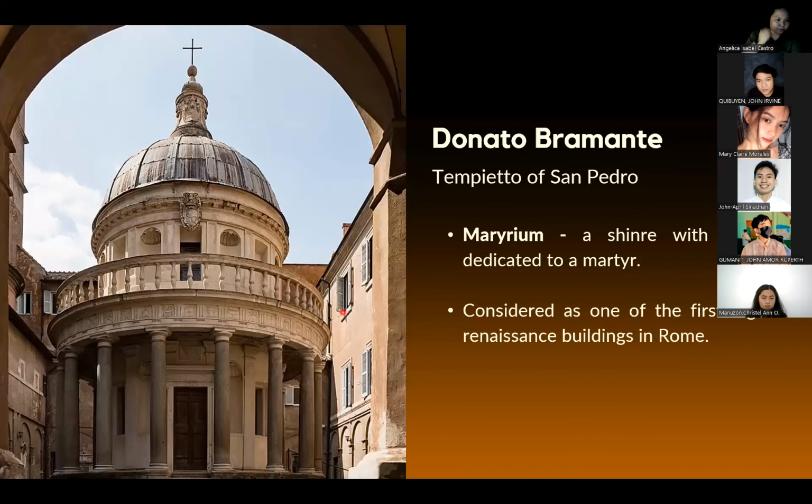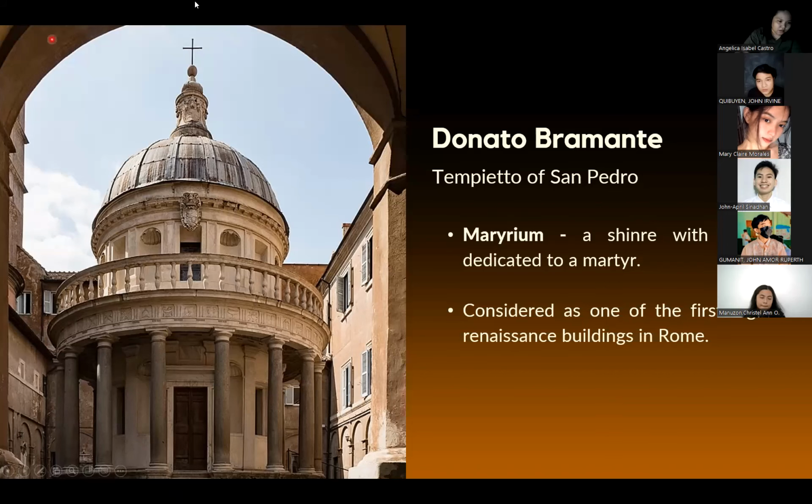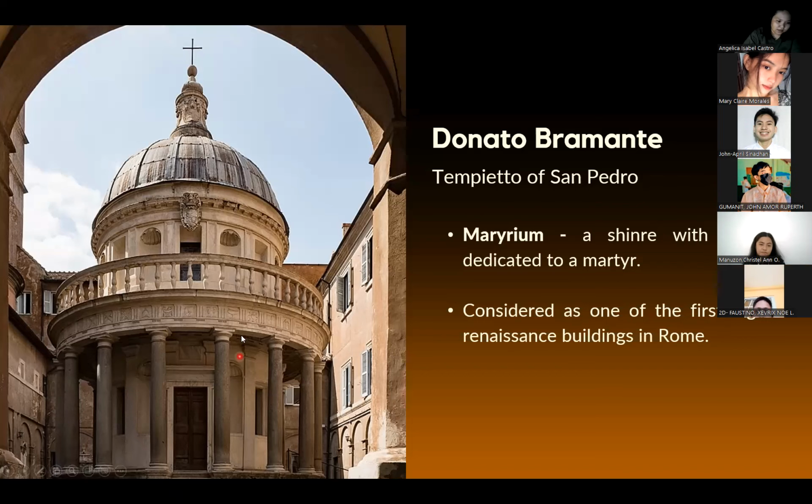Why is that? Any guess? Any guess as to why Bramante decided that, I'll design this building with a circular plan? Anyone? No guesses at all? No guess at all? April?